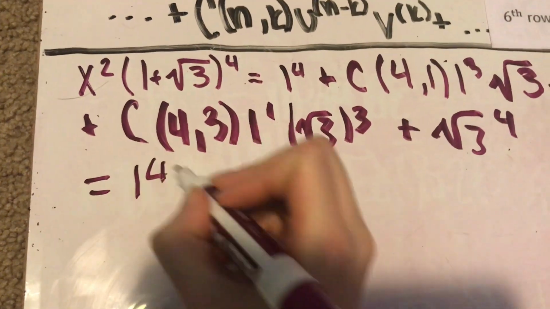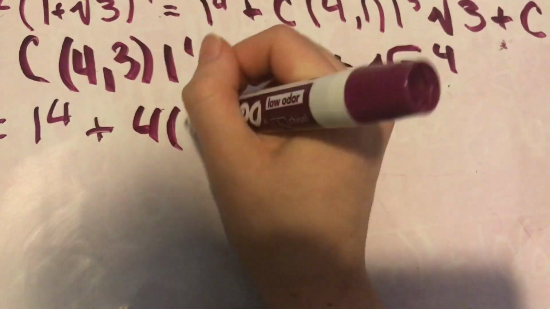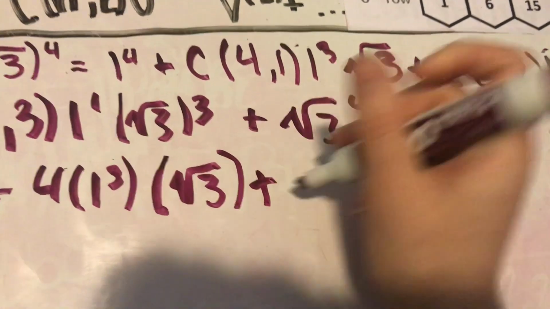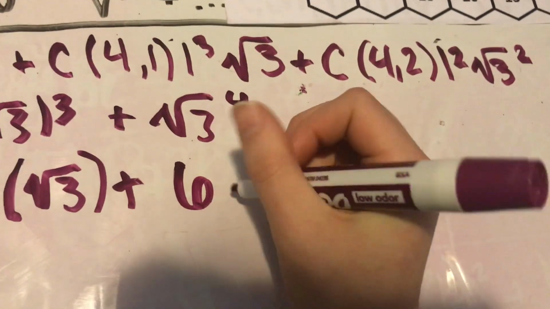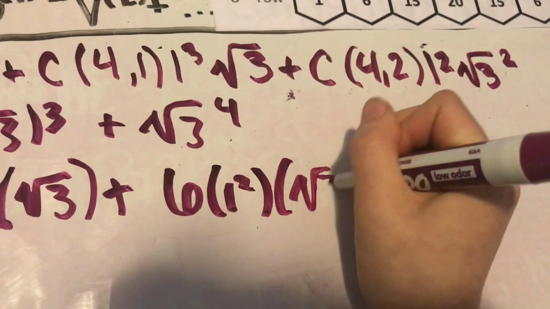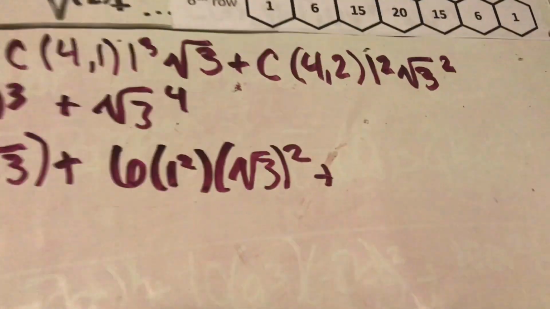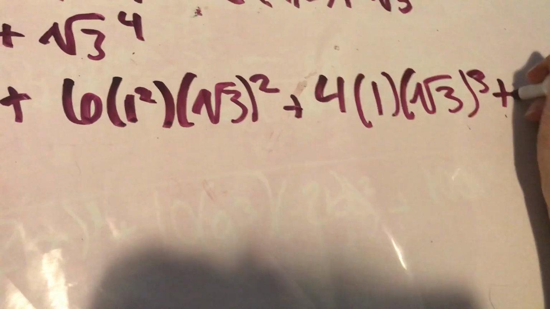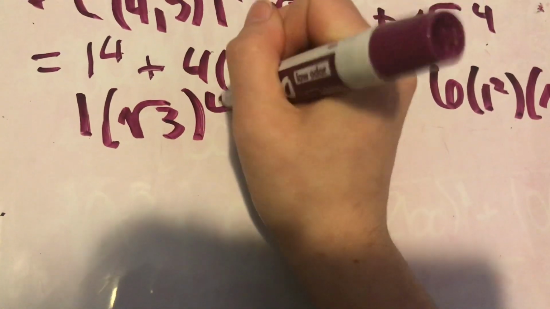So first is just going to be 1 again. So 1 to the 4th plus C(4,1), that is going to be 4. So 4 times 1 cubed times square root of 3. Then it's going to be plus, next in line comes 6. So it's going to be plus 6 times 1 squared times square root of 3 squared. The next is going to be 4 again. So that means it's going to be 4 times just 1 times square root of 3 cubed. The next is going to be 1 again. So that's 1 times square root of 3 to the 4th.